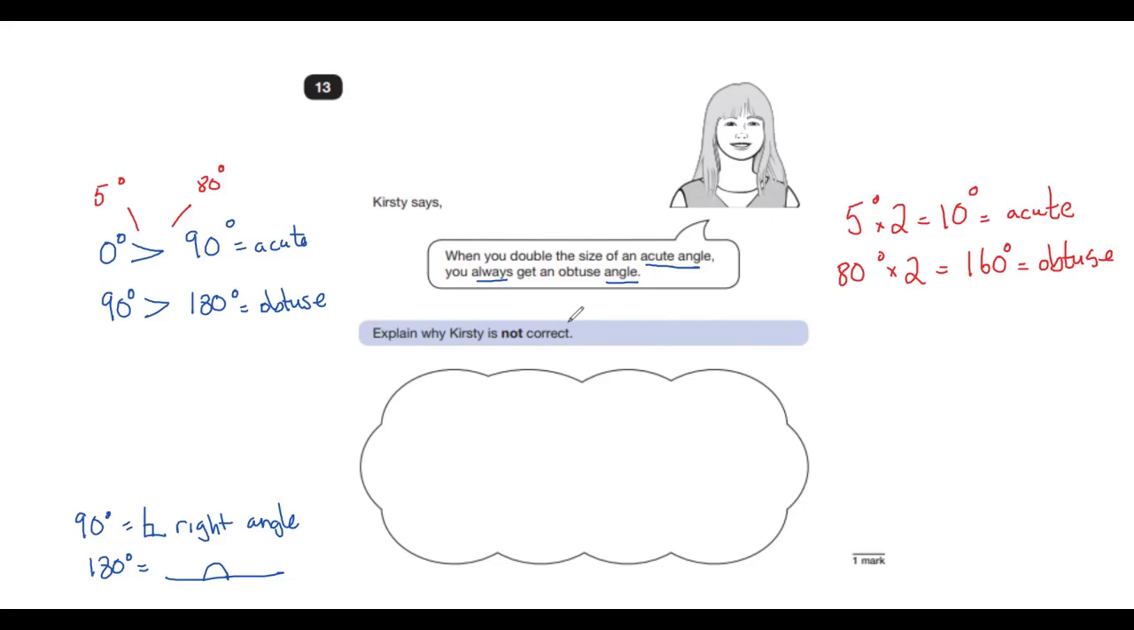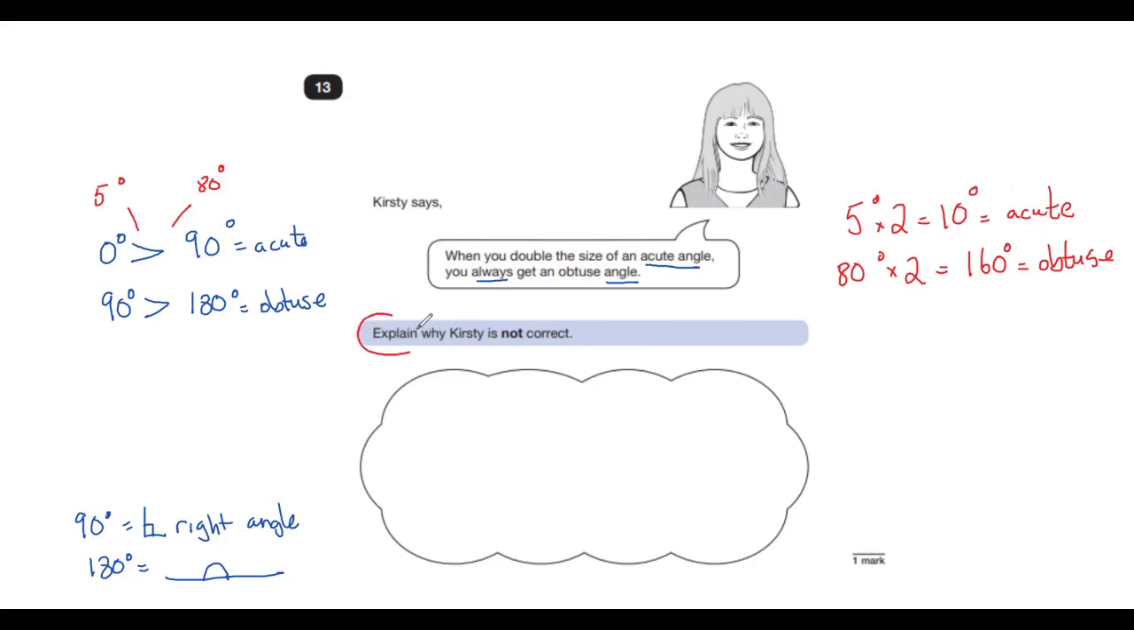So we can see that you don't always get an obtuse angle when you double an acute angle. Sometimes you will get acute, depending on the number you double, and sometimes you will get obtuse. Explain why Kirsty is not correct.